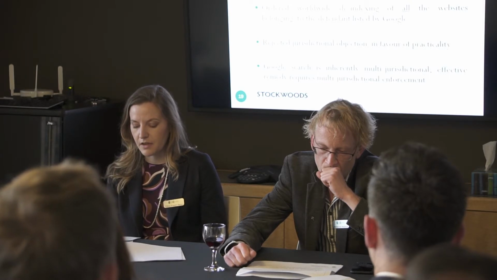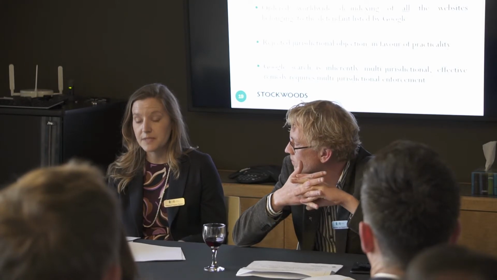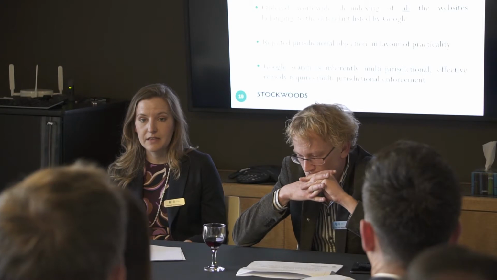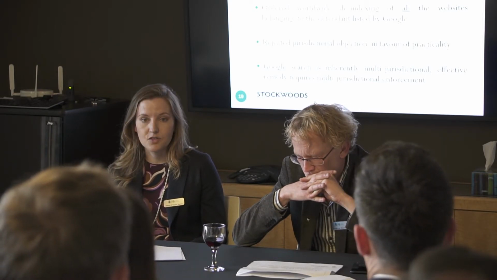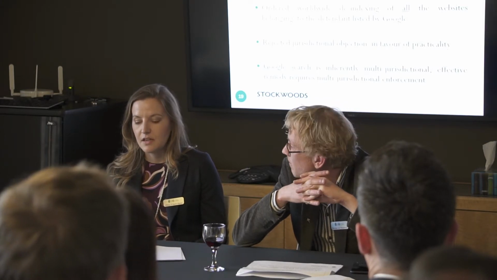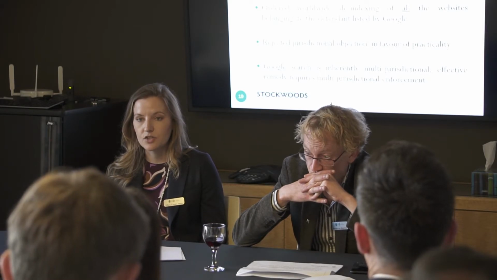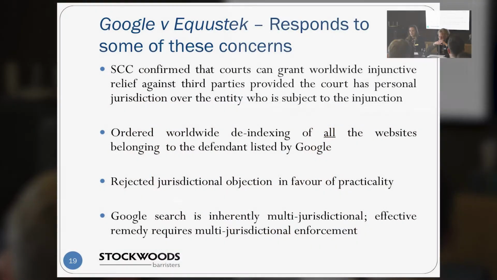So the plaintiff sought an order stopping Google from displaying any of the defendant's websites on its search results worldwide, and was successful in obtaining that order. And the Supreme Court upheld that injunctive relief. So this is a pretty interesting decision. It's confirming that courts can grant these worldwide injunctions against third parties in circumstances where they have jurisdiction over the third party. And it's going to be a useful tool going forward.